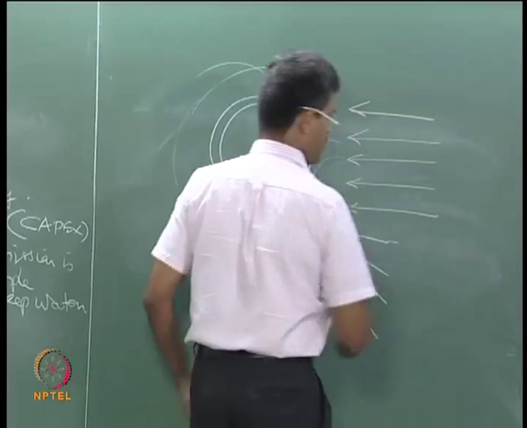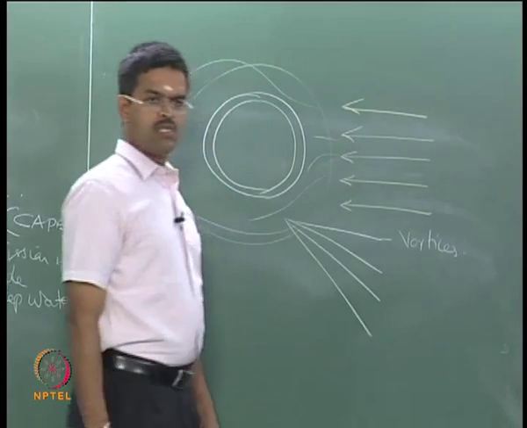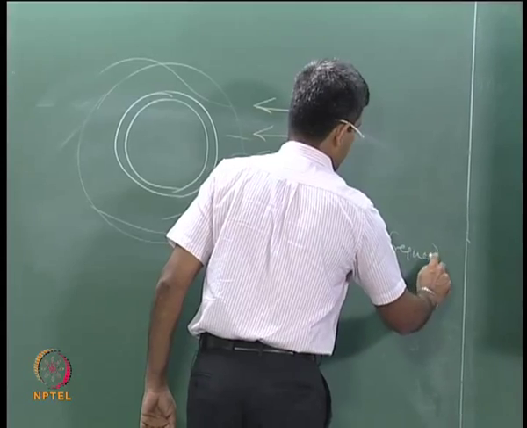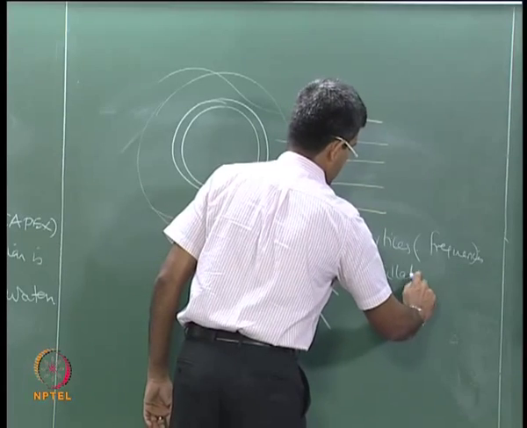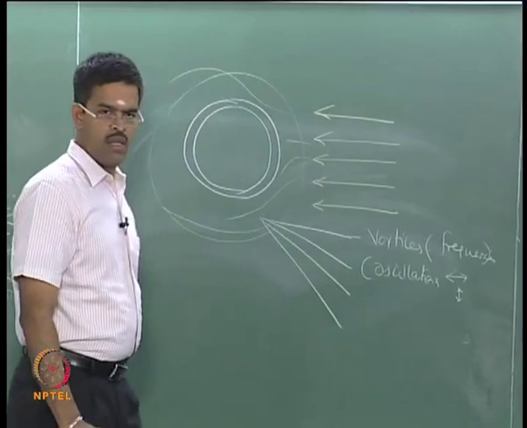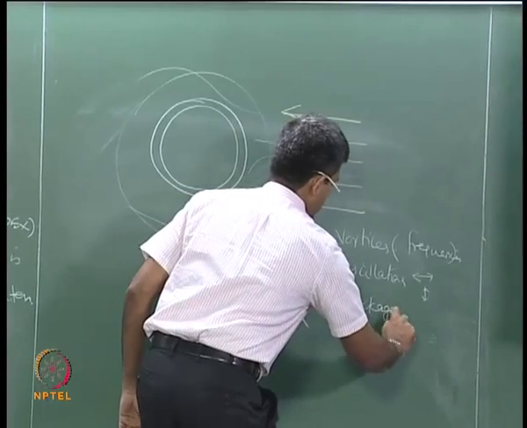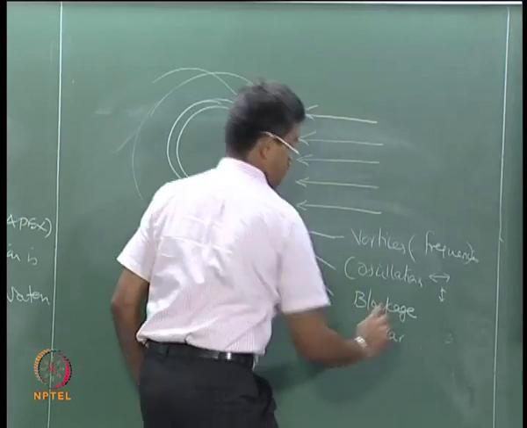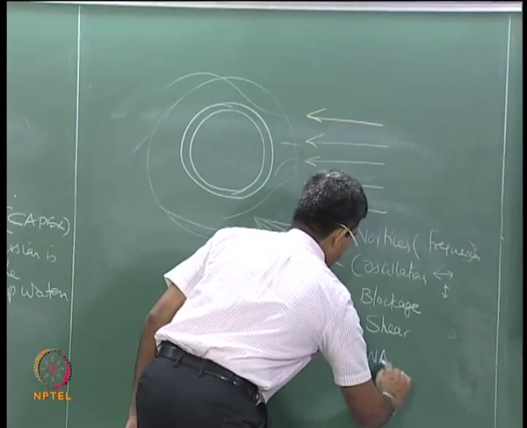It can create vortices. Vortices are nothing but forces associated with different frequency contents. It can create, of course, oscillations parallel to the flow and normal to the flow. It can also create blockage, and can also create shear. It introduces a new region which is called wake region.